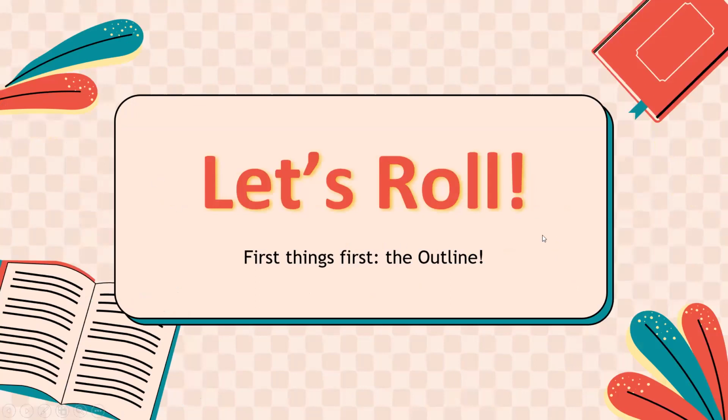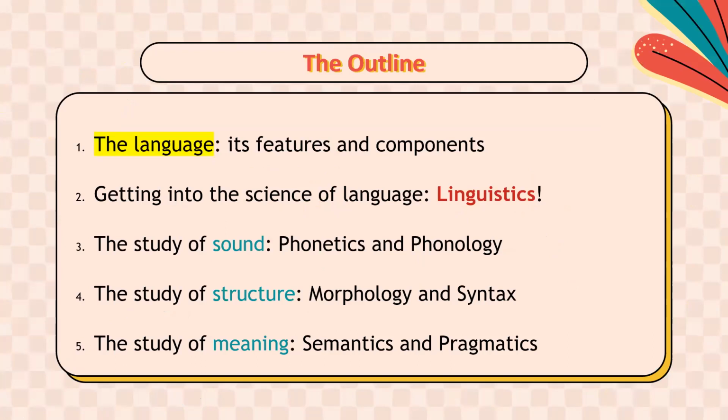Okay, first we'll be taking the outline, what we are going to study. First, we'll be taking the language, its features and components. Then we will study a little bit about the science of language, linguistics. Then the study of sound, phonetics and phonology, the study of structure, morphology and syntax, the study of meaning, semantics and pragmatics. This outline goes to the whole course, not only these slides.